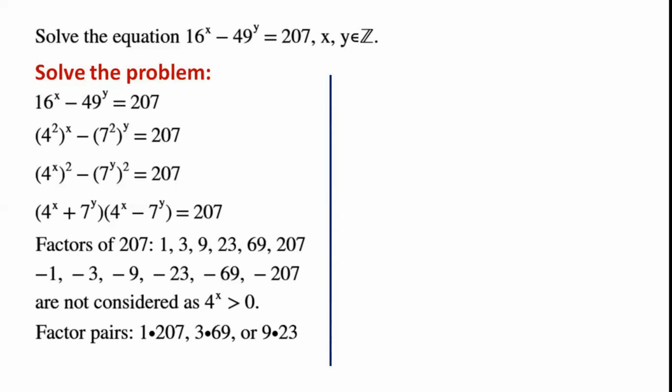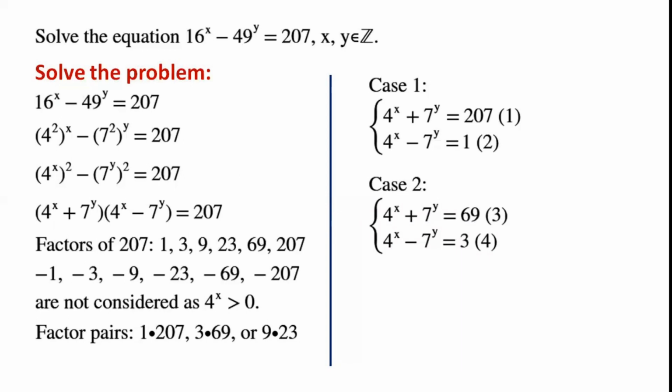Product of factors: 1 times 207, 3 times 69, 9 times 23. Case 1: 4 to the power of x plus 7 to the power of y equals 207. 4 to the power of x minus 7 to the power of y equals 1.